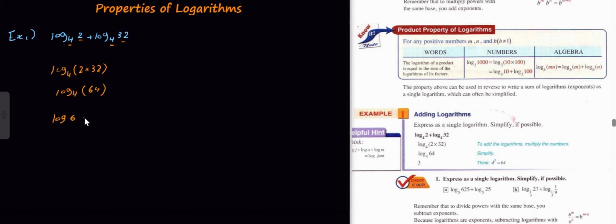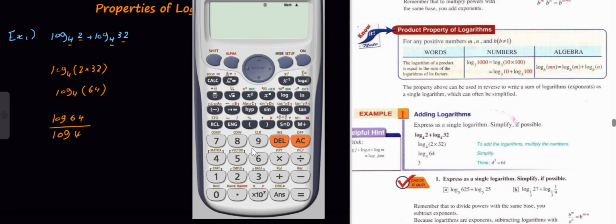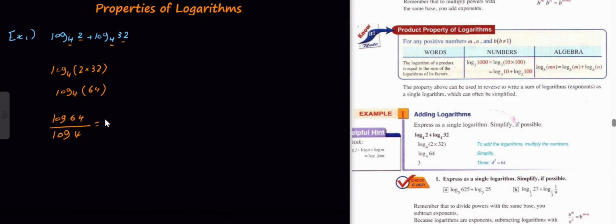Log 64 over log 4. You can skip this step and do it by a calculator. It will be log 64, close the parenthesis, divide by log 4, equals 3. That's it. Let's solve the check it out examples.